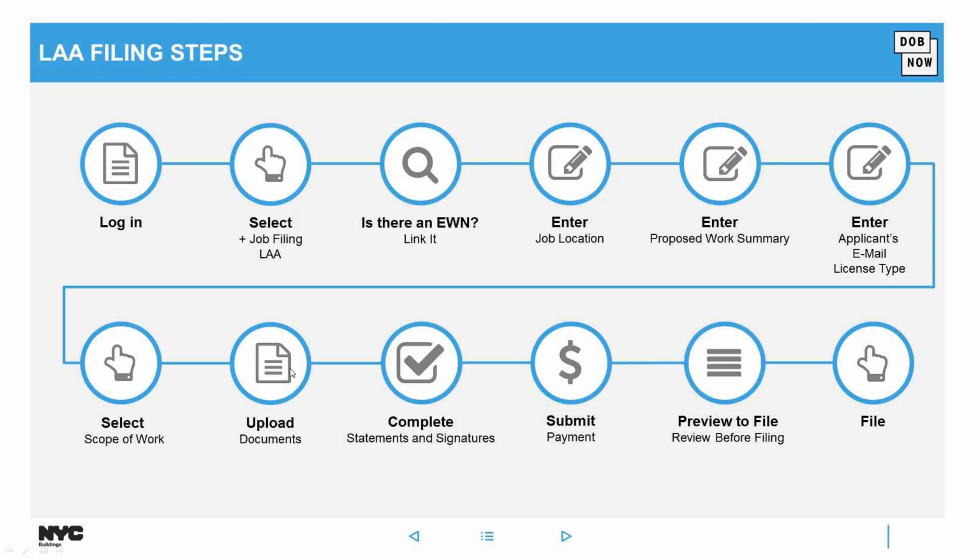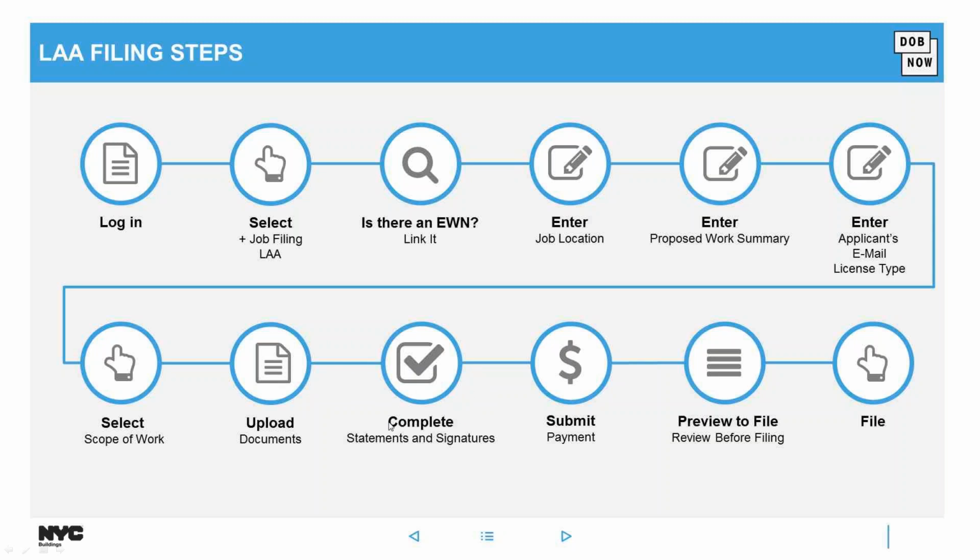After the scope of work has been entered, any required documents need to be uploaded. The system is automatically going to let you know which documents are required. So if you don't see a document listed in the required documents section, there's no need to send that into the Department of Buildings LAA unit. The system will tell you exactly what's needed on the DOB NOW: Build side to file that LAA.